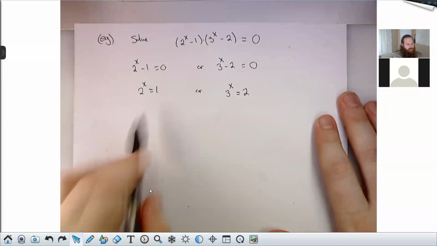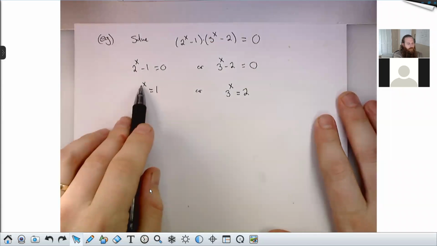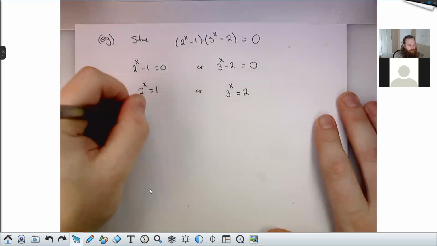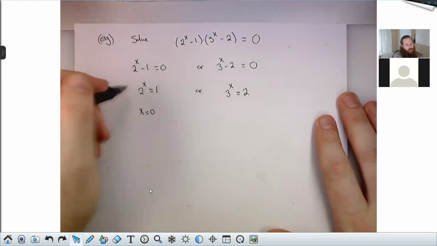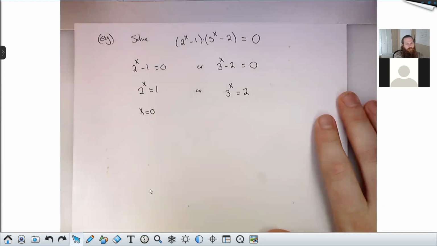And now this guy is actually easy to solve, right? What power of 2 equals 1? This is x equals 0. Or you could get there by taking a log.